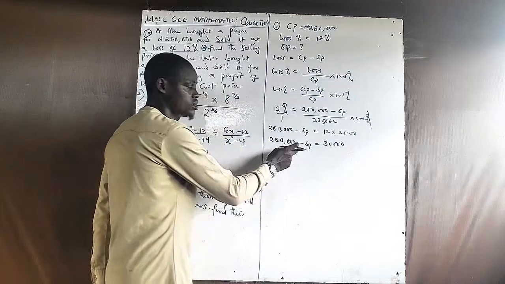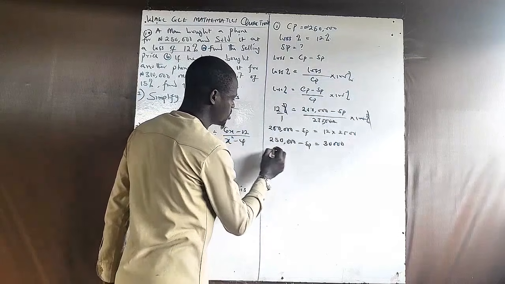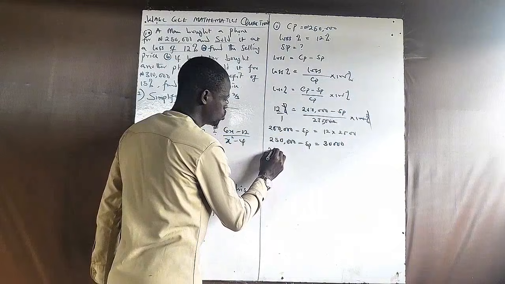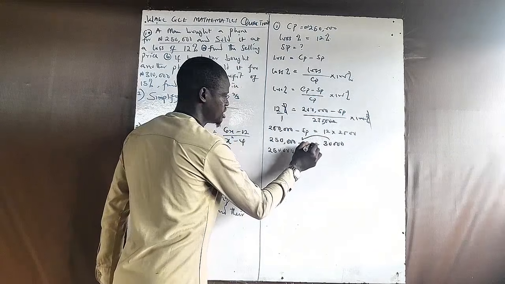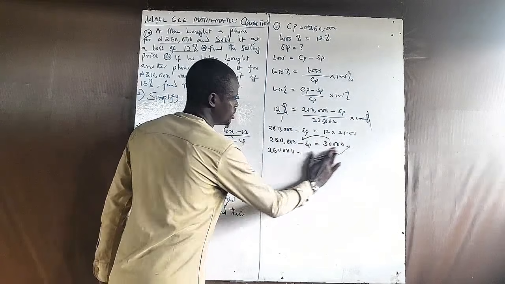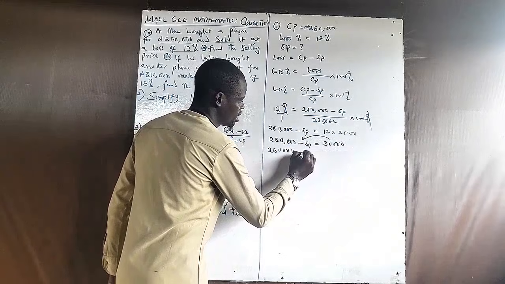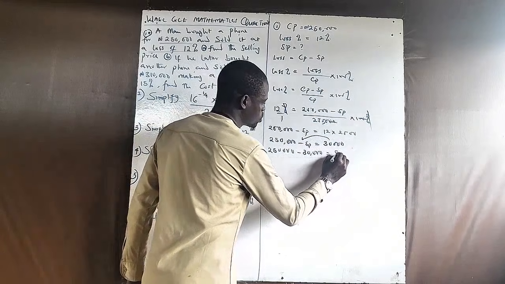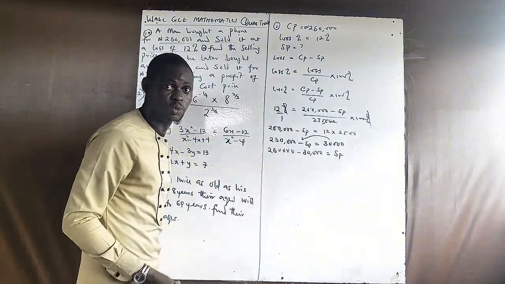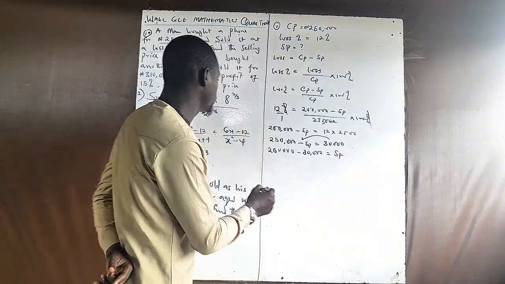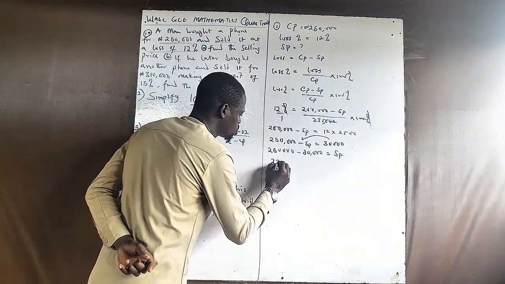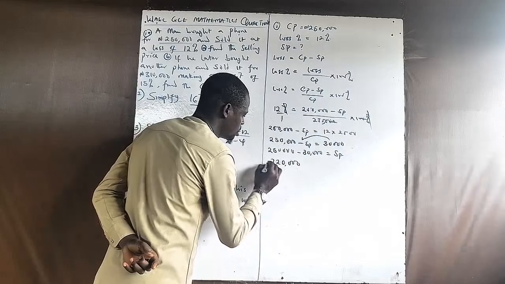So if I collect like terms, I'll be having 250,000 naira minus, bring this 30,000 naira here, then take this back to this place. Then what will I be having? I'll be having minus 30,000 naira equals SP, because the negative becomes positive. So 250,000 naira minus 30,000 naira should give rise to 220,000 naira.